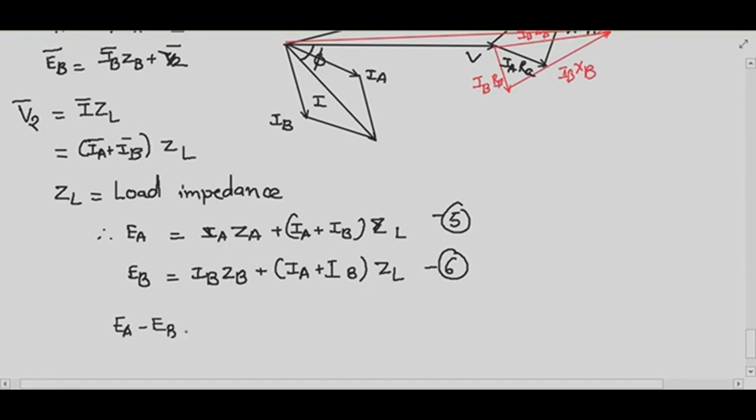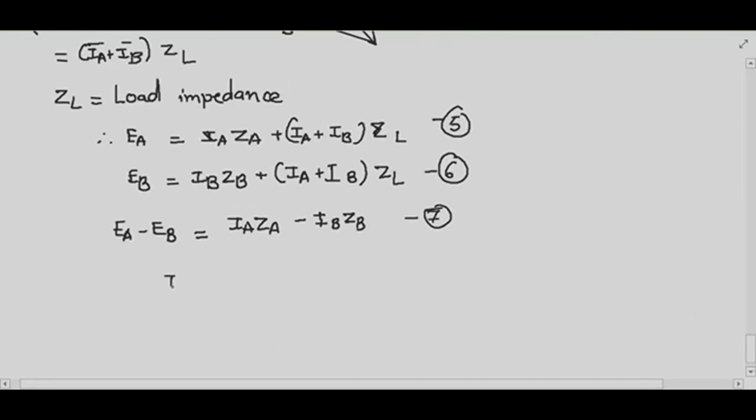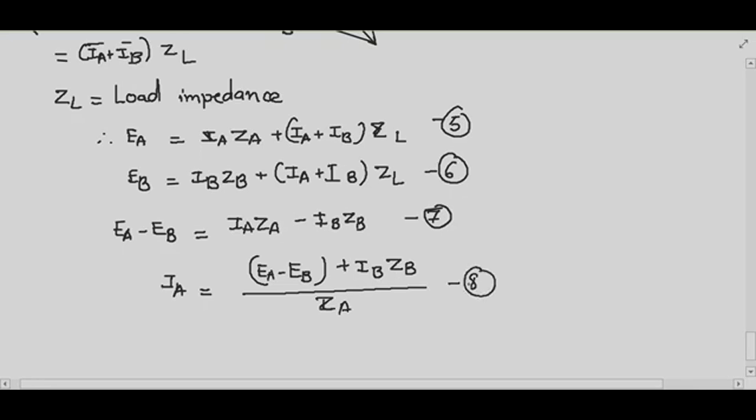EA minus EB on the left hand side, and on this side I will get IAZA minus IBZB. These two terms will get cancelled. This is your equation number 7. Okay, from this I can find out IA. What is IA then? IA will be EA minus EB plus IB ZB divided by ZA. This is your equation number 8.